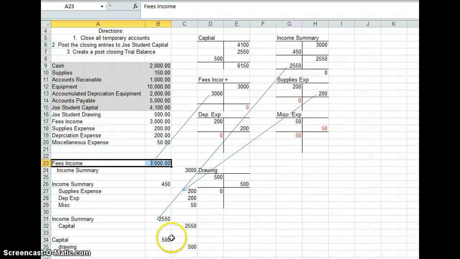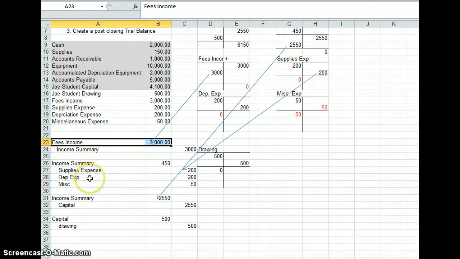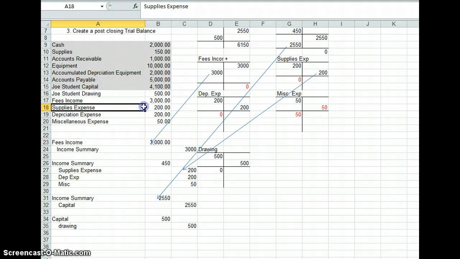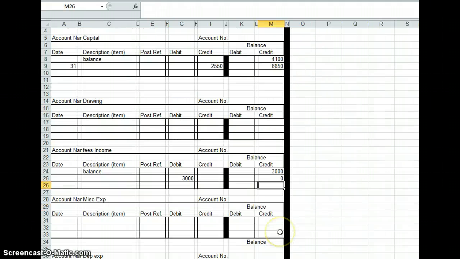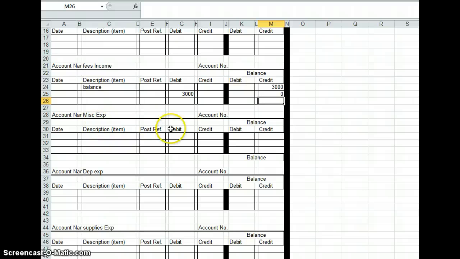Going back to sheet 1, we have 3 expenses: supplies expense, depreciation expense, and miscellaneous expense. And their balances were $200, $250. So let's go set up the ledgers. Let's see, miscellaneous expense first. It had a debit balance of $50.